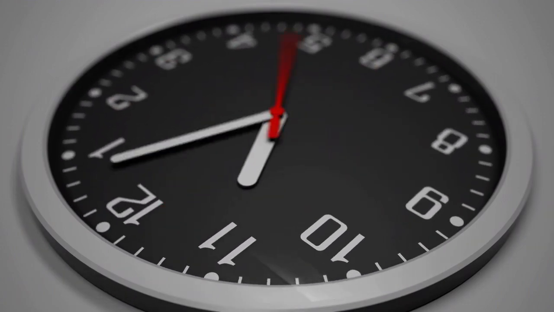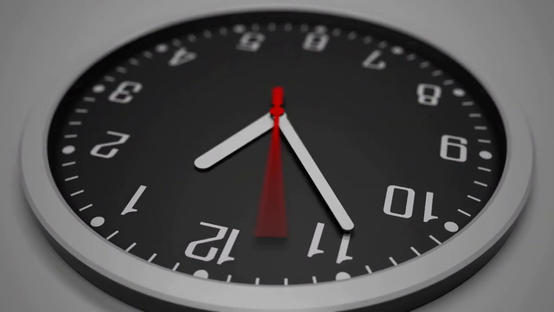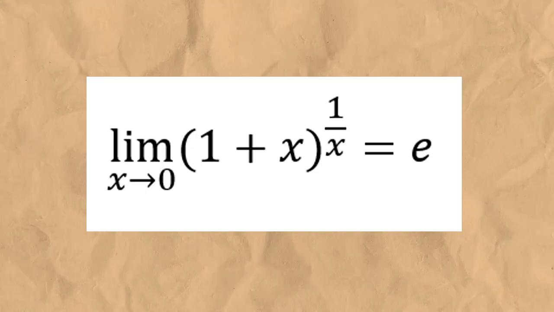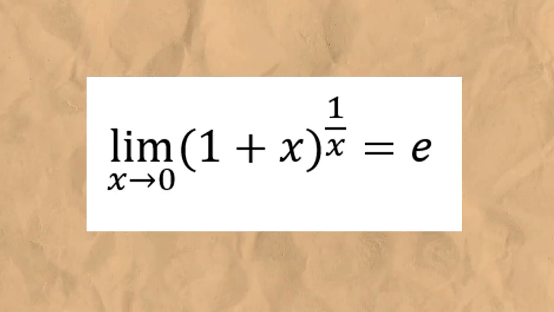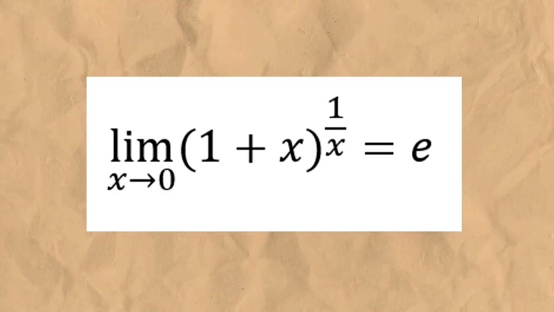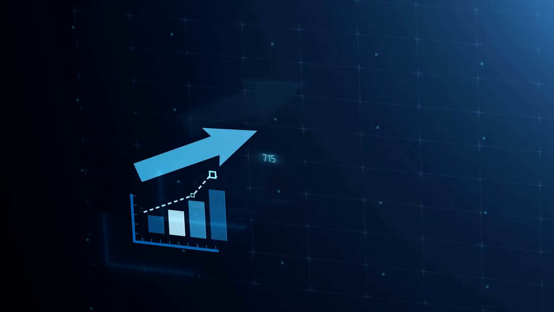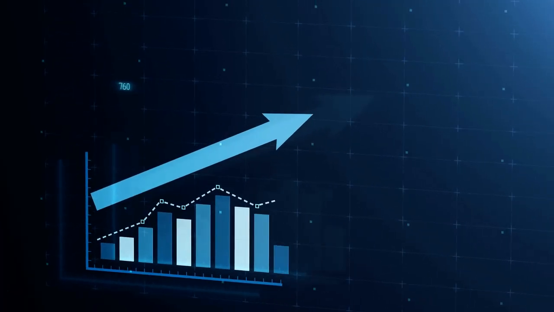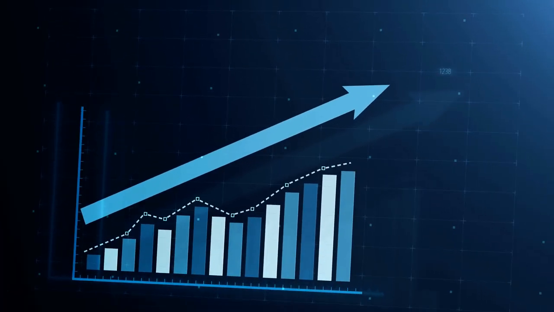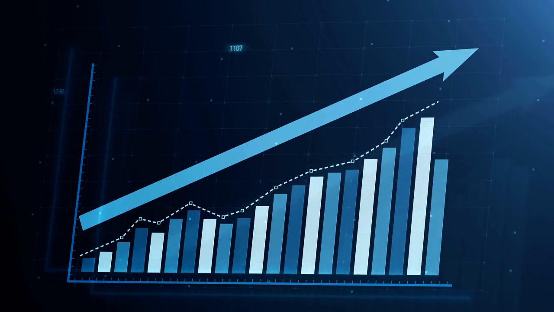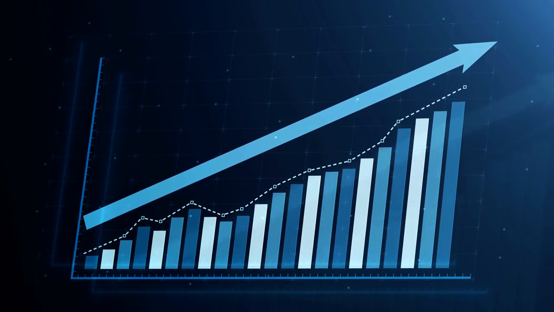So e can be defined as the limit of (1 + 1/n), the full thing in parentheses, to the power of n, as n approaches infinity. This concept is at the heart of exponential growth, which we see all around us, in population growth, radioactive decay, and even the spread of diseases.